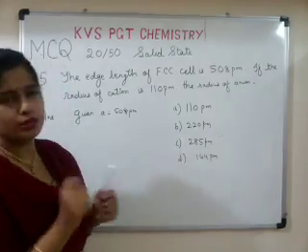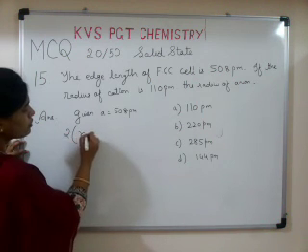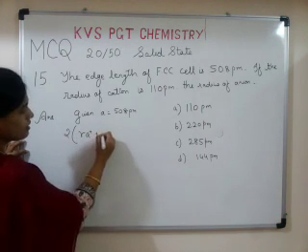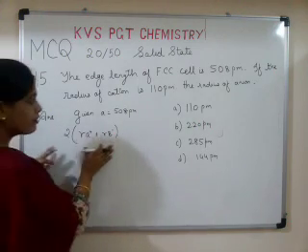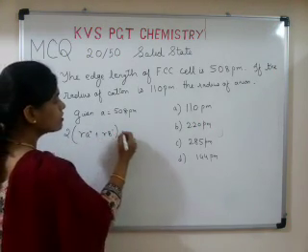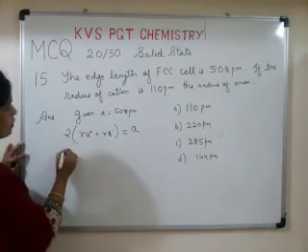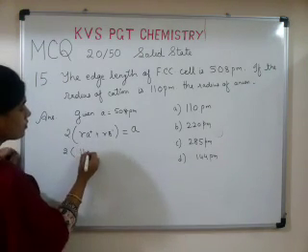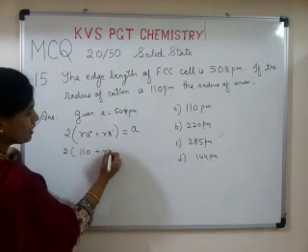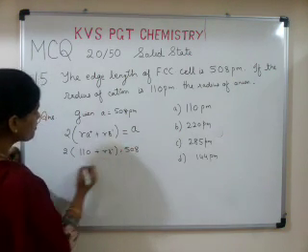These are the given options. So see how to solve this question. We know this formula, radius of cation plus radius of anion, means twice the radius of cation plus anion is equal to the edge length a. Now substitute the value, twice of radius of cation is 110 plus radius of anion, you get 508, right?